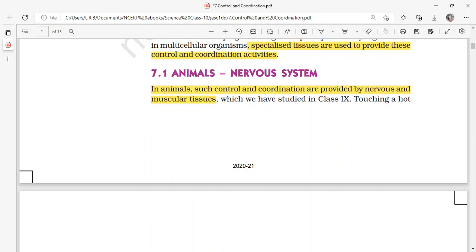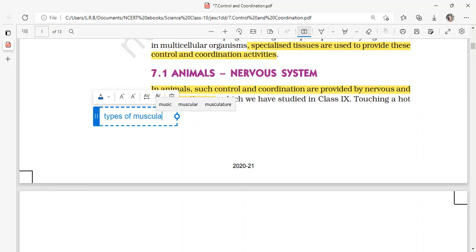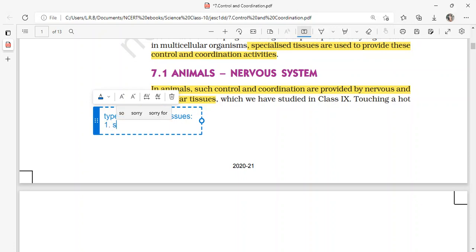There are three types of muscular tissues, isn't it? Those three types of muscular tissues are, so I'm typing here, make a note in your book: types of muscular tissues. The first one is the smooth muscle, isn't it? The smooth muscle, also called unstriated muscle, as its body doesn't have striations.